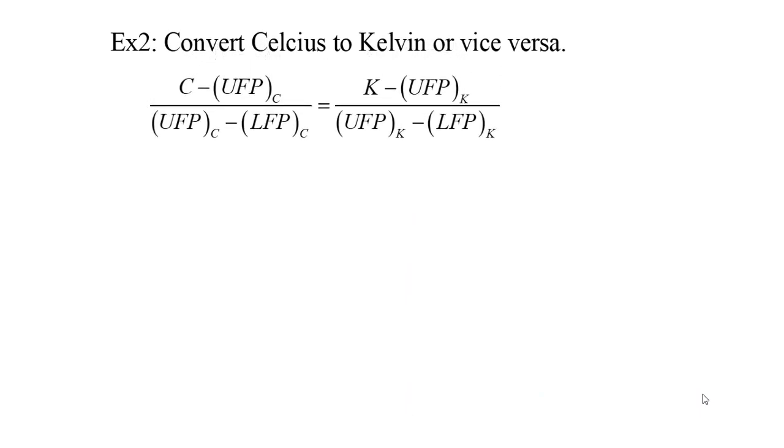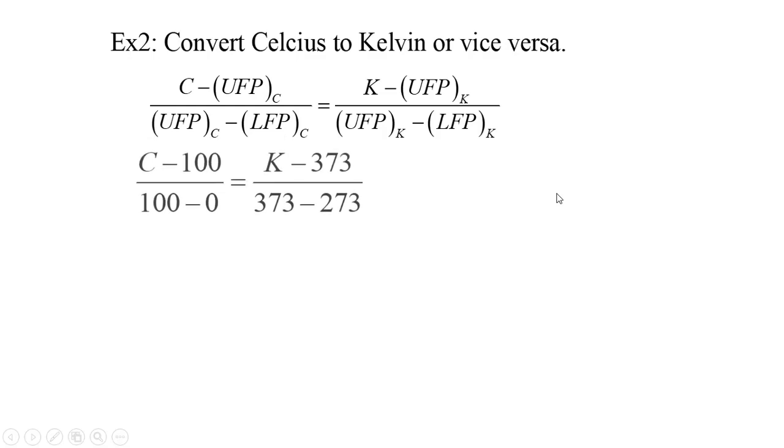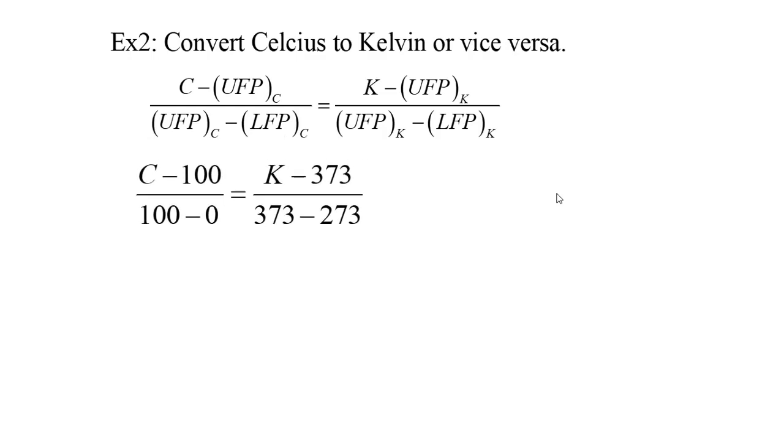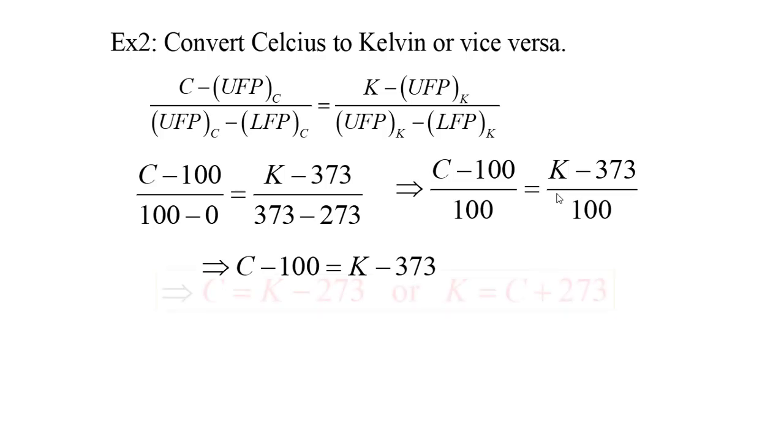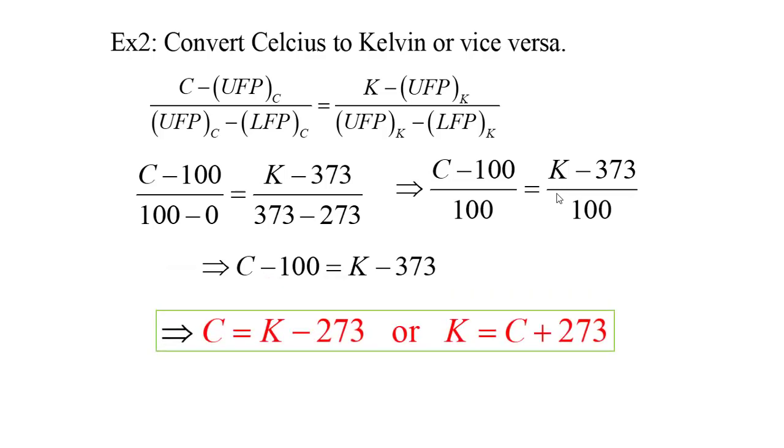The second example, convert Celsius to Kelvin or vice versa. Now we substitute C instead of x and K instead of y, and directly substituting those values of the scales into our formula, and by reducing we get C minus 100 is equal to K minus 373. Reducing it a little further, the Celsius scale is equal to Kelvin minus 273, or Kelvin is Celsius plus 273. So the calculations are really very easy once you understand what to do.